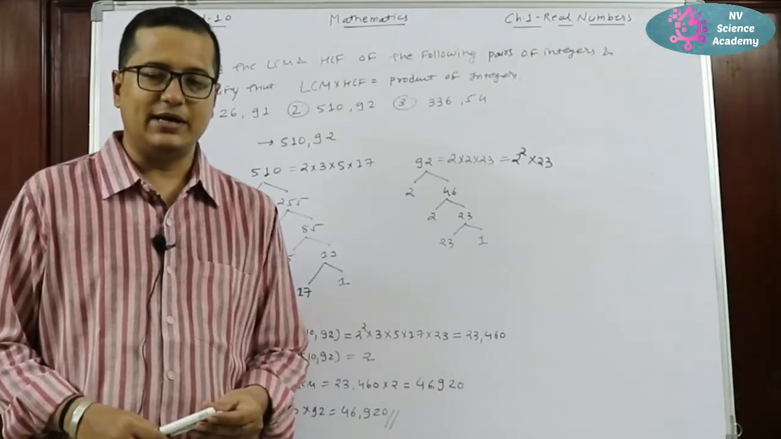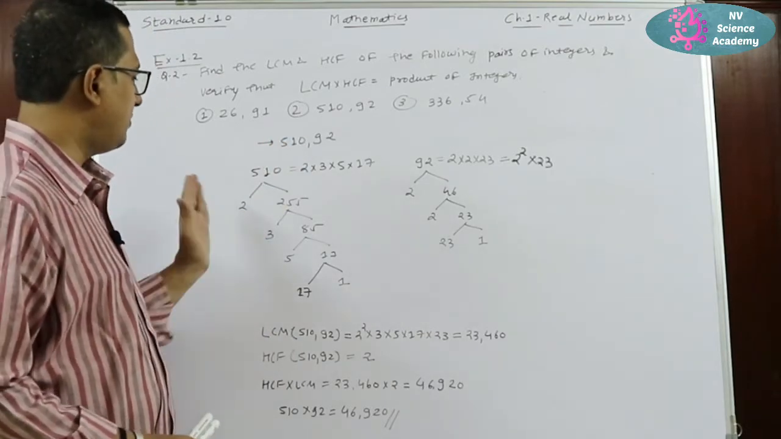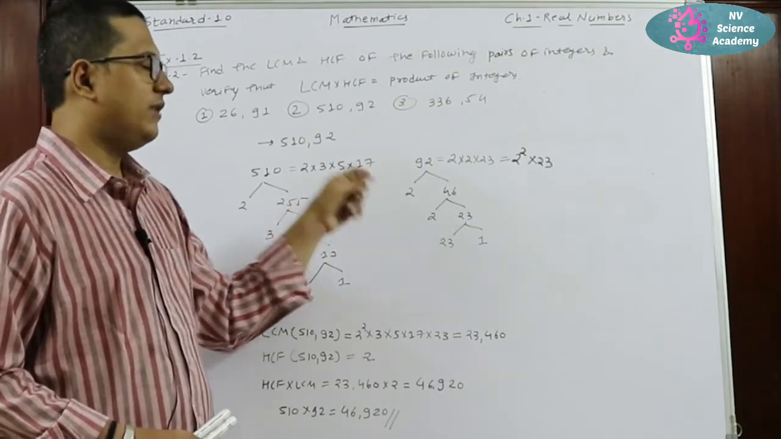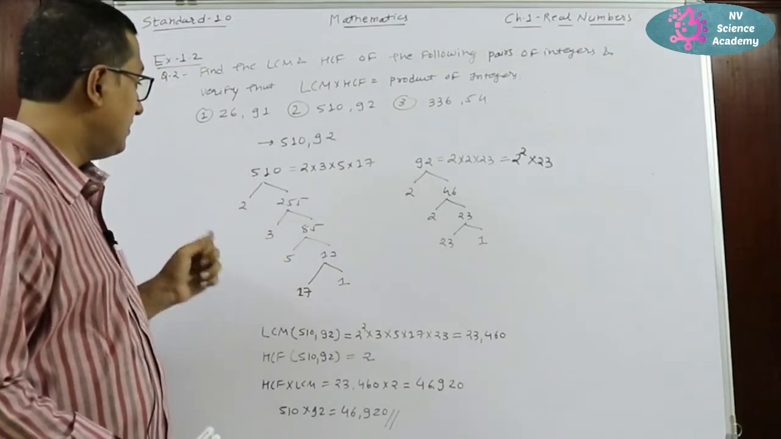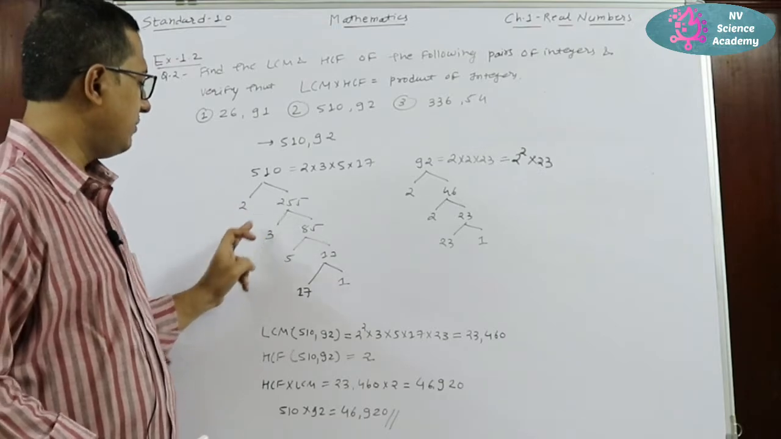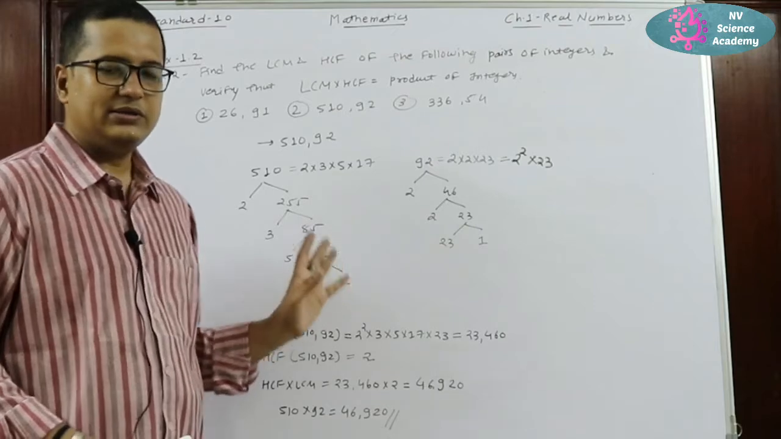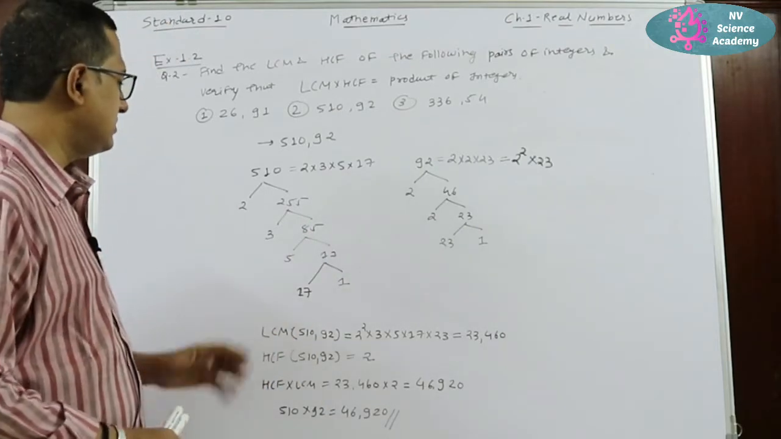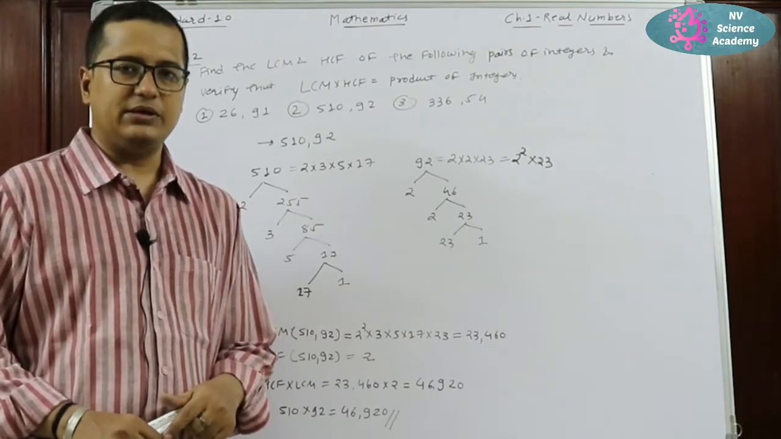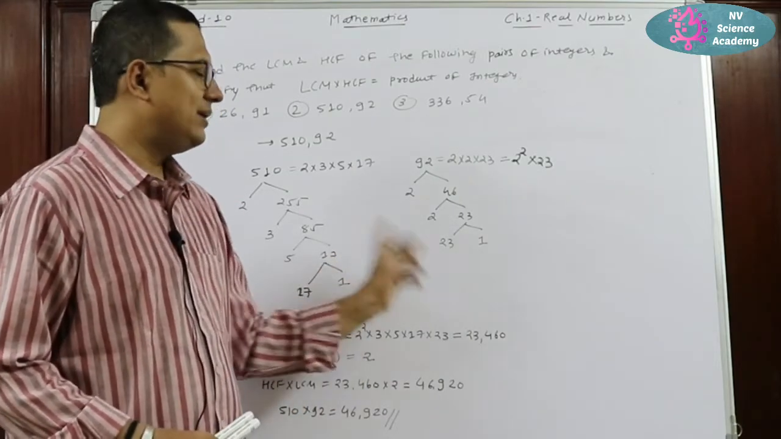For the second pair, 510 and 92, the prime factorization of 510 is 2 multiplied by 3 multiplied by 5 multiplied by 17. You can see we can divide 510 by 2, so the answer is 255. We divide 255 by 3, so the answer is 85. We divide 85 by 5, so the answer is 17. 17 itself is a prime number, so here it is completed, and the answer is 2 multiplied by 3 multiplied by 5 multiplied by 17. Same way for 92, the prime factors are 2, 2 and 23.